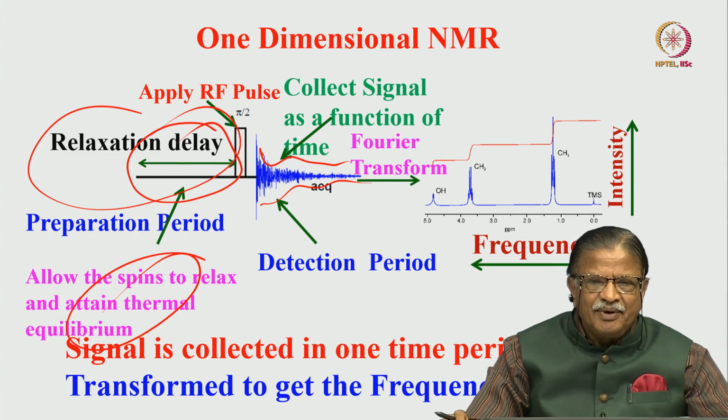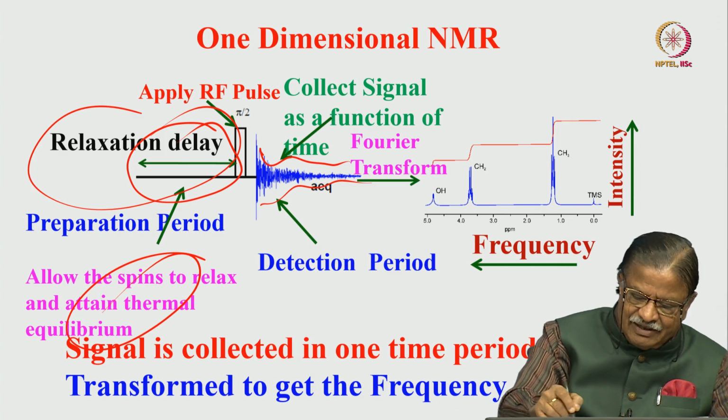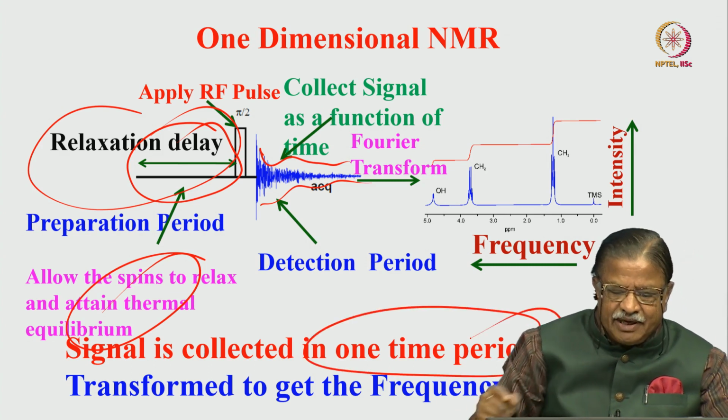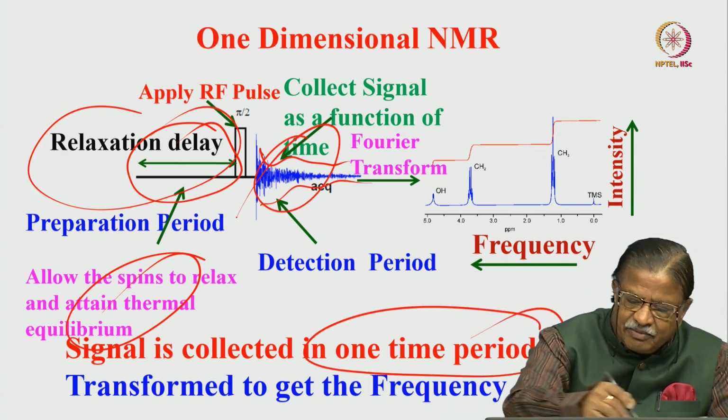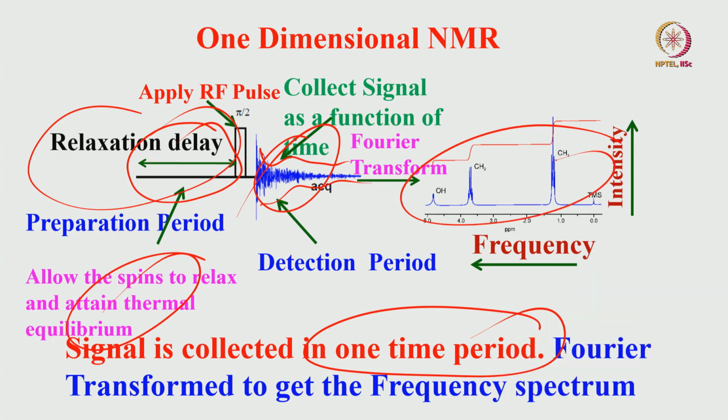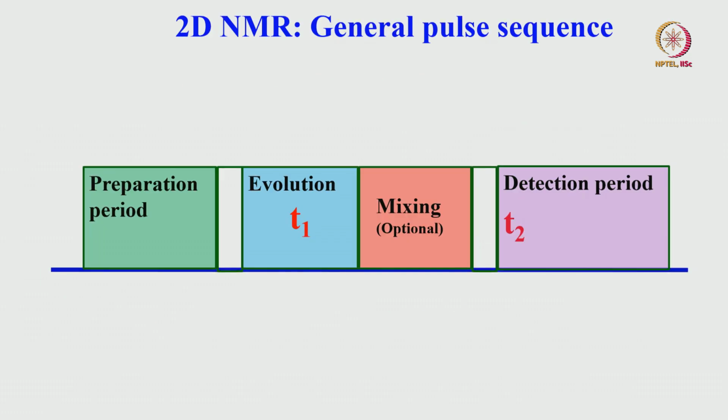Now you understand one thing. In this 1D NMR experiment, the signal is detected in one time period, and you do the Fourier transformation and you get the frequency. That's all. So what does it mean? One dimensional NMR means you collect the signal in one time domain, do the Fourier transformation and get the frequency spectrum. This is a conventional, simple one dimensional NMR.